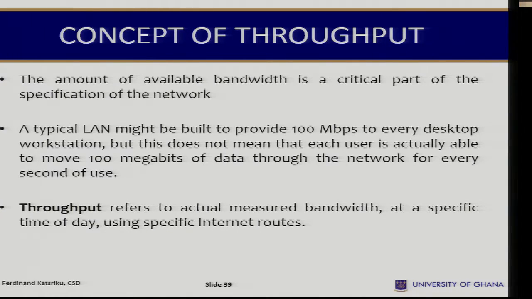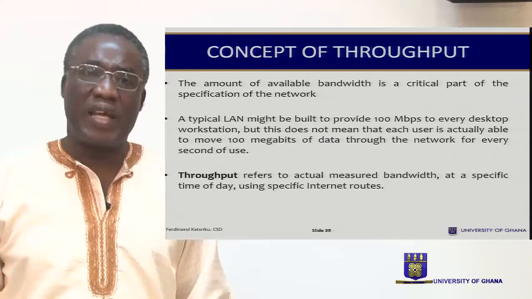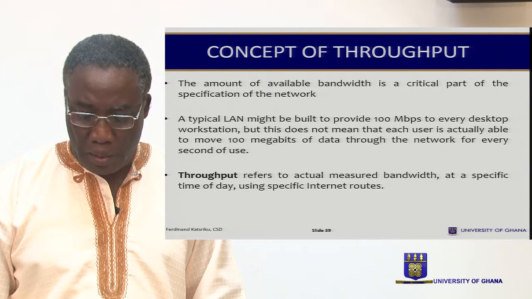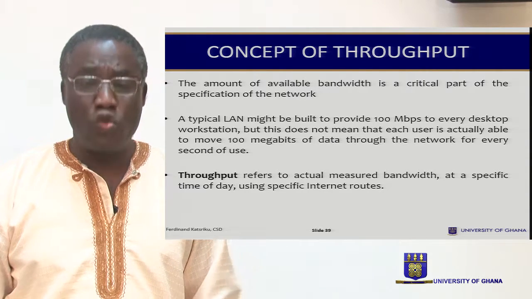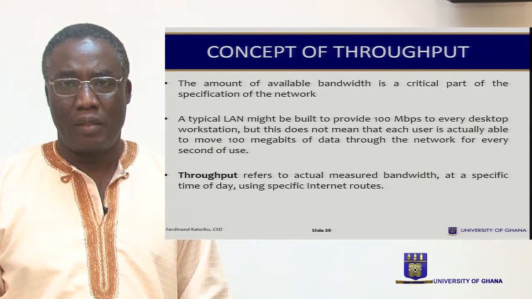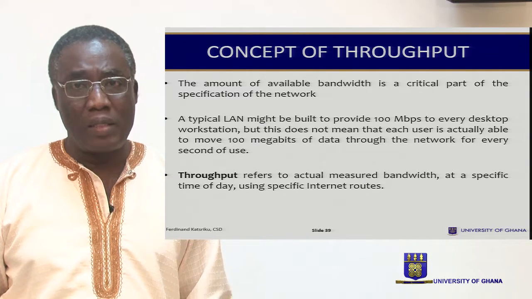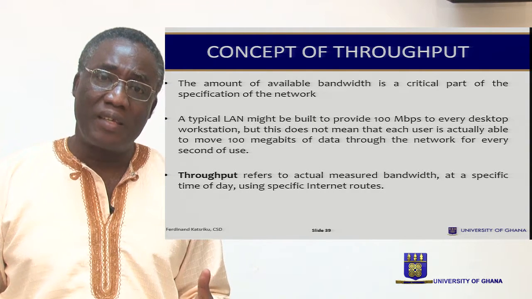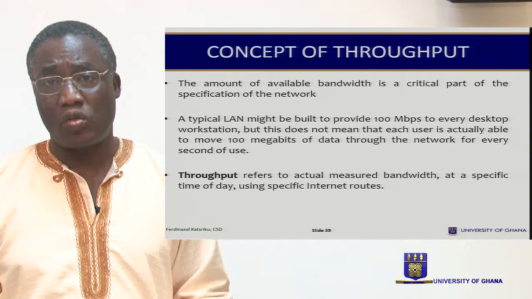Now, throughput. Bandwidth is a measure of the amount of information that can move through the network in a given amount of time. Therefore, the amount of available bandwidth is a critical part of the specification of a network. We've said that a typical LAN might be built to provide, let's say, 100 megabits per second to every desktop user. But this does not mean that each user actually gets this. The user might get something less, even under ideal conditions. So what you actually get is the throughput. And this is the example I was talking about.